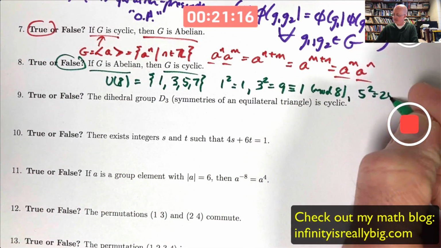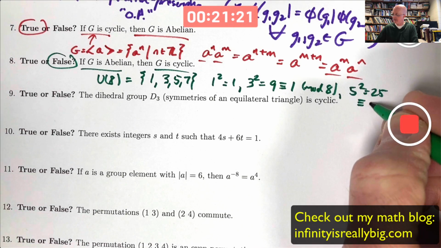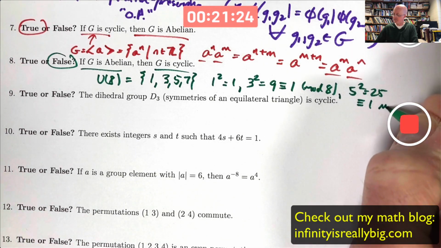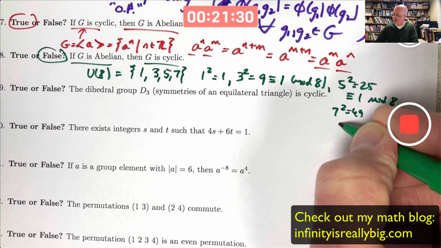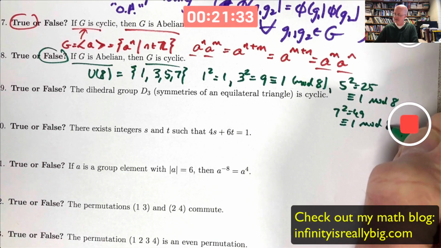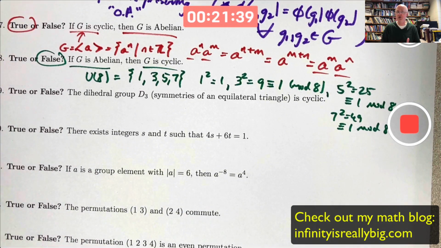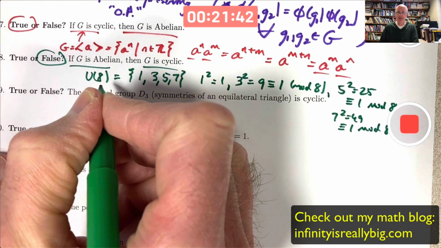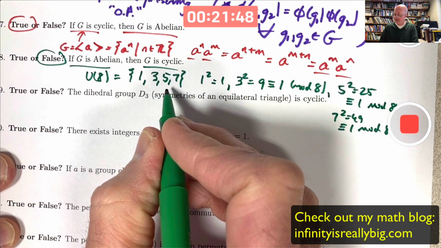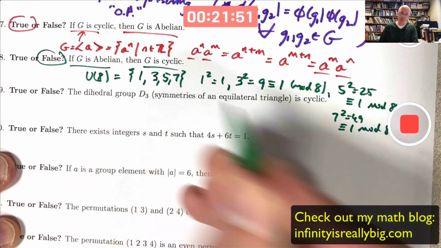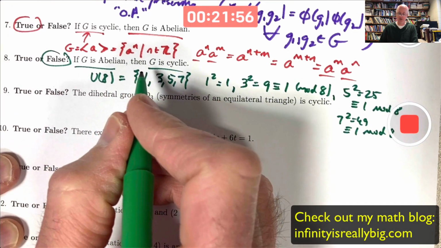5 squared is 25. Mod 8, divide by 8 and find the remainder. I forgot to mention what mod means. That's equivalent to 1 mod 8. 25 divided by 8 has a remainder of 1. And 7 squared is 49, equivalent to 1 mod 8 as well. So none of these elements, 1, 3, 5, or 7, generate G, this U8. It's not cyclic, but it is abelian. 3 times 5 is 15. Mod 8 is 7. That's the same as 5 times 3. Same with the other products that you can form. This is abelian, but not cyclic, so this is therefore false.